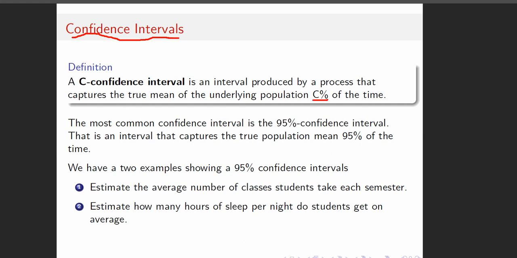And these confidence intervals have a percentage. One of the most common ones is the 95% confidence interval. And what does it mean? Well, we're going to use it for an estimate. It means that we are 95% confident that the population average falls within the interval. Okay, so how does this work?